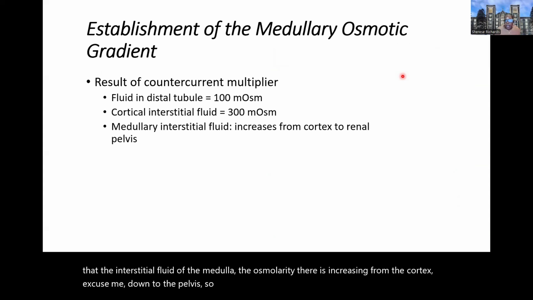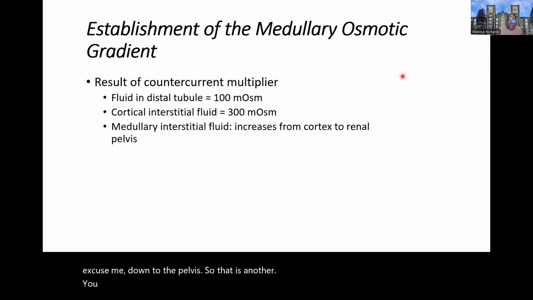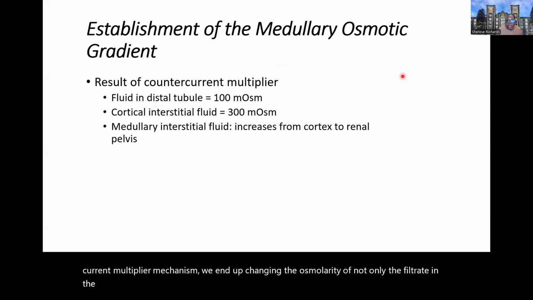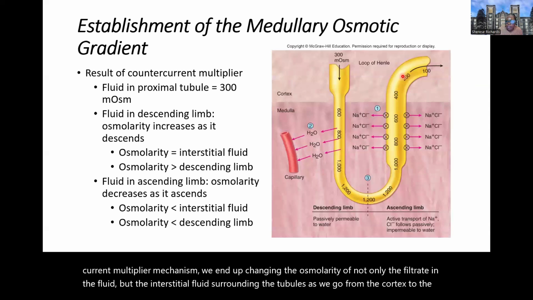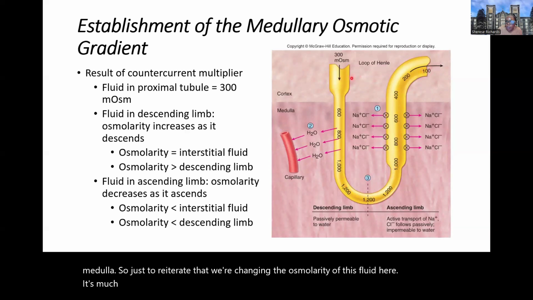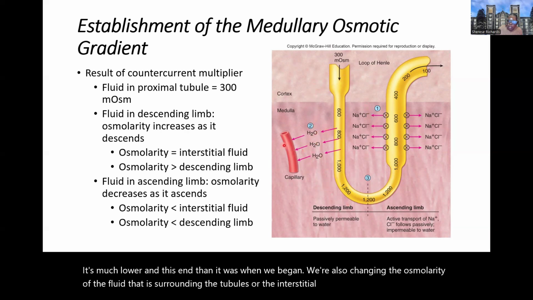That is another scenario that we see when we think about the changes as a result of that countercurrent multiplier mechanism. We end up changing the osmolarity of not only the filtrate in the fluid, but the interstitial fluid surrounding the tubules as we go from the cortex to the medulla. So just to reiterate, we're changing the osmolarity of this fluid here. It's much lower at this end than it was when we began. We're also changing the osmolarity of the fluid surrounding the tubules, the interstitial fluid, that is being reabsorbed into the capillaries.